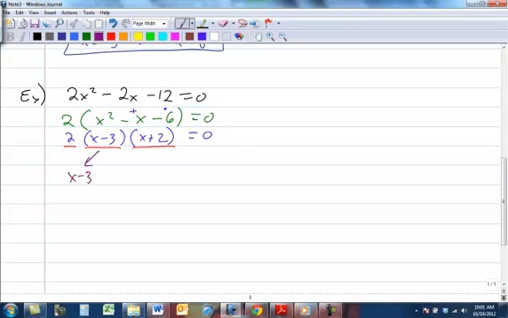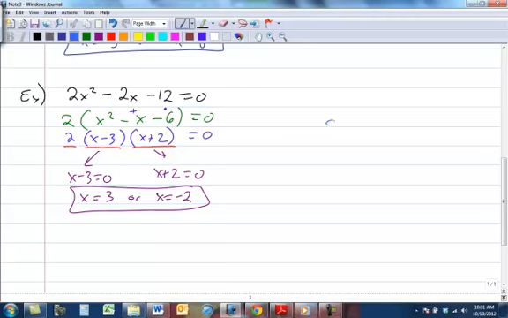So we can ignore this 2 for right now. Even though we factored it out, it has nothing to do with what's going to come out of here. So x minus 3 is equal to 0 and x plus 2 is equal to 0. So x is 3 or x is negative 2. This 2, again, means nothing. Think of it like this. We talked about what A times B is equal to 0. There's just a 2 that's hanging outside. Still, either A is 0 or B is 0. So if you factor out a 2, you can just ignore it.